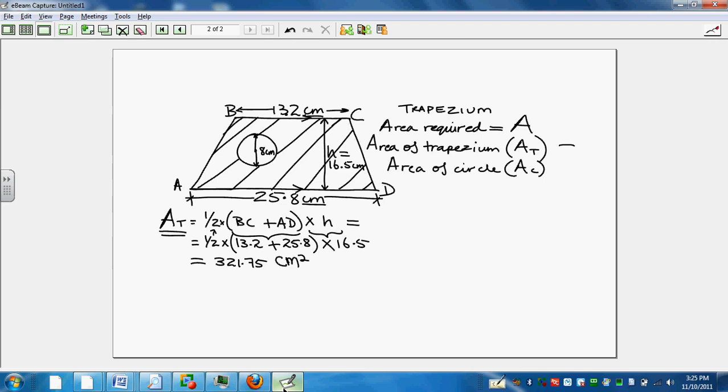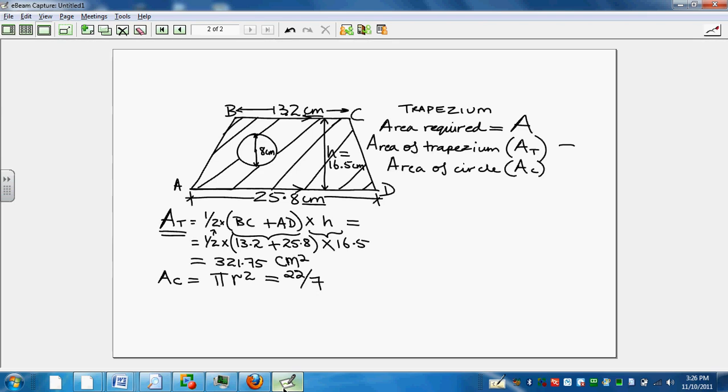AC. Let's find the area of the circle. The area of the circle will be equal to pi r squared. Area of any circle is pi r squared. Now what we'll do, we'll use pi as 22 over 7, right? You could have chosen 3.142, you know, you could have chosen that as well.